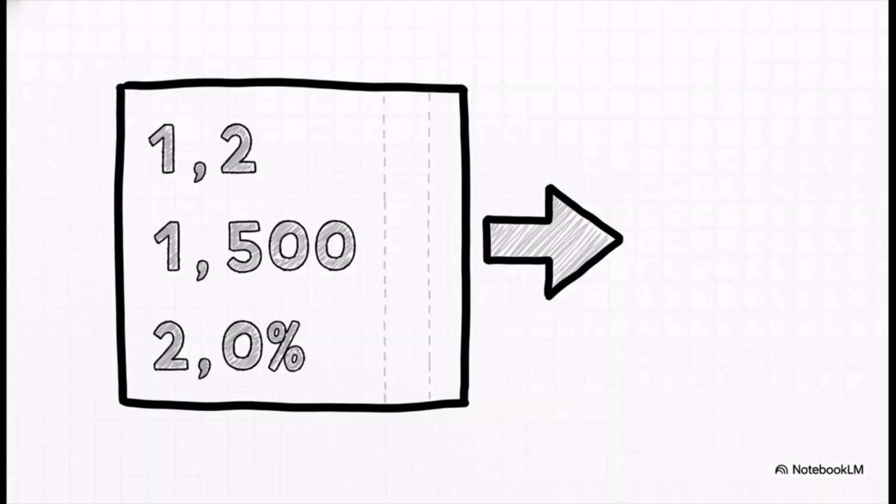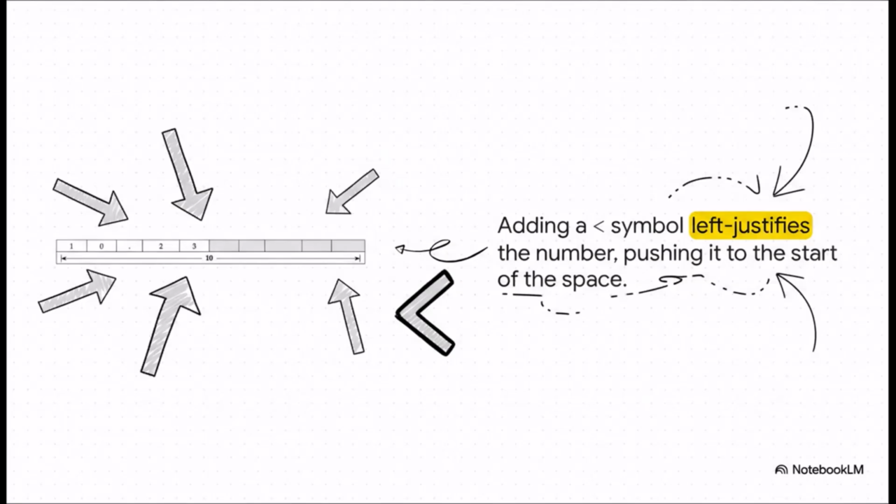Now, you probably noticed in those examples that the numbers are all pushed over to the right. That's called right justification, and it's the default for numbers. It's super handy because it makes columns of numbers in a report line up perfectly on the decimal point. But hey, what if you want the number on the left? It's ridiculously easy. You just add a less than symbol, a little left-pointing arrow, inside your format specifier. That's it. That one character pushes the number right over to the left side of the space you've given it.